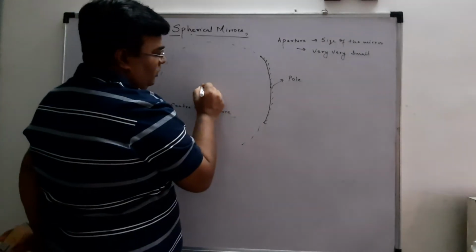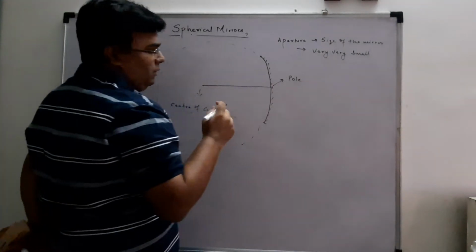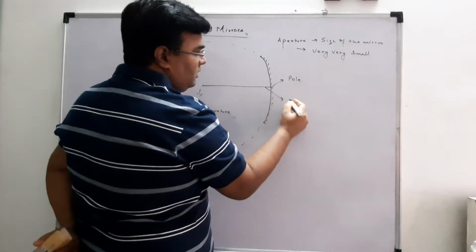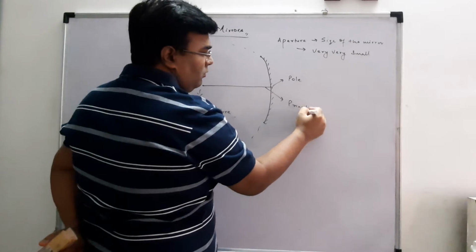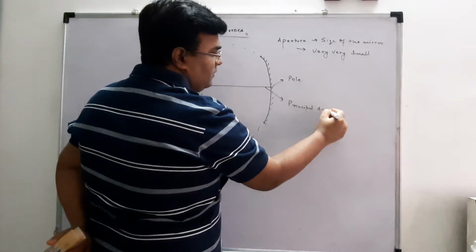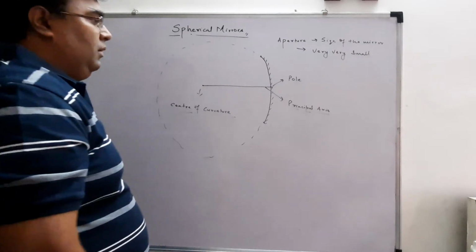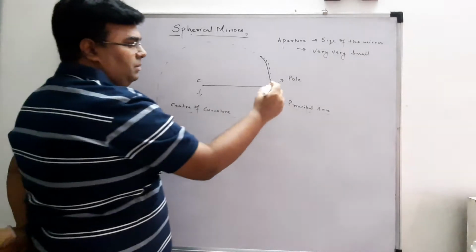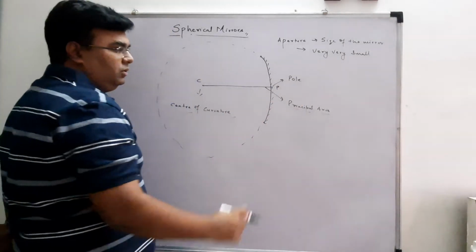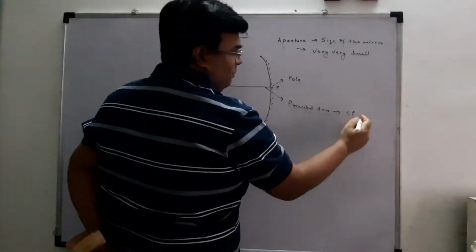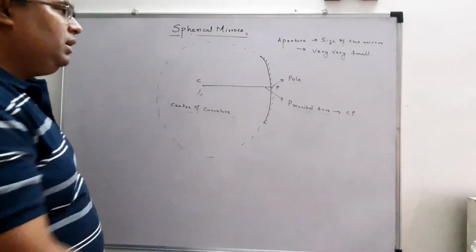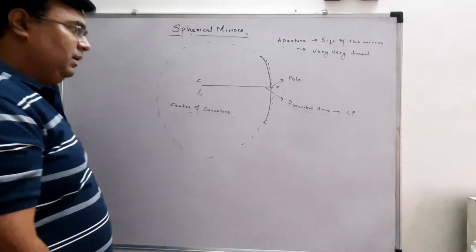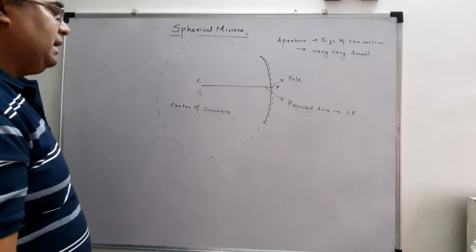Now if you join this center of curvature with the pole, this line is called the principal axis. Let us term the center of curvature as C and the pole as P. So my principal axis is CP or PC, whatever you say. You can extend this line towards C or towards P, but this line is called the principal axis.